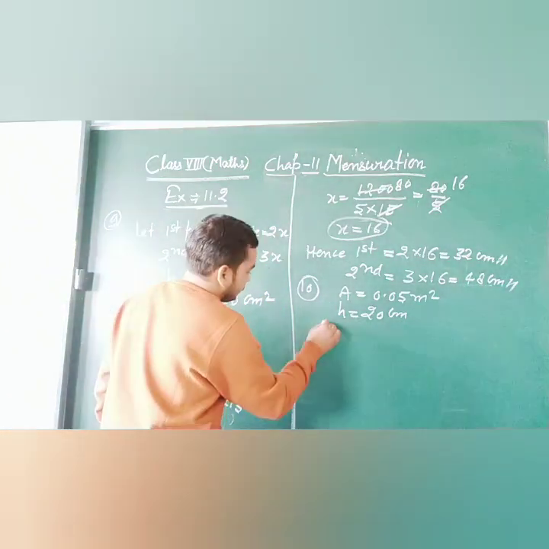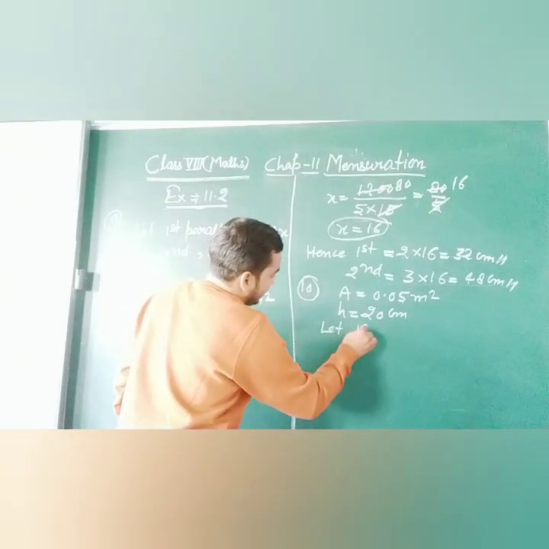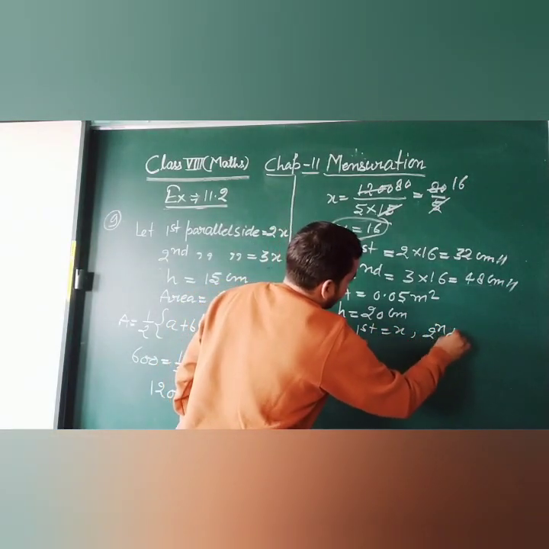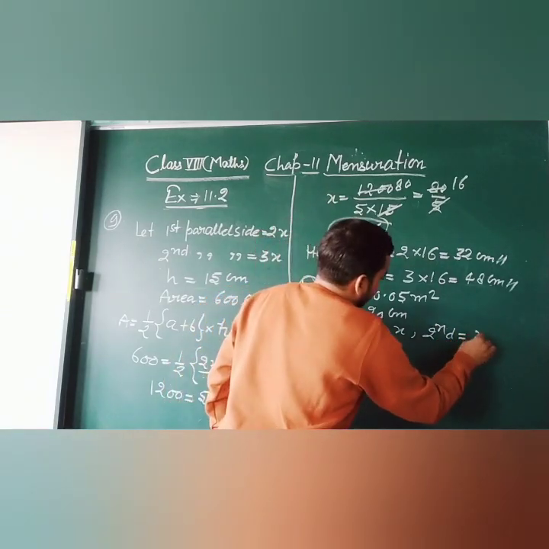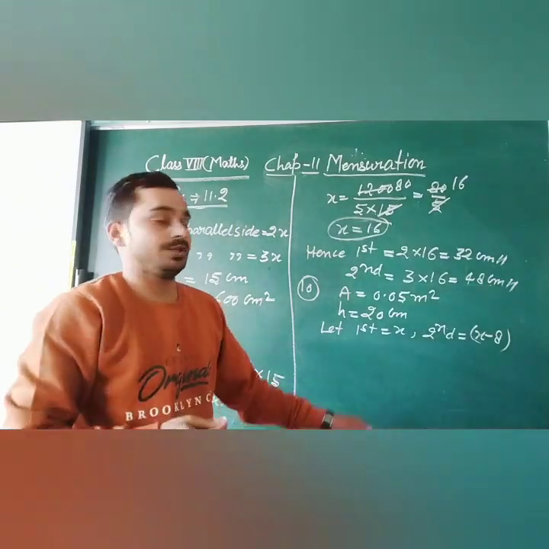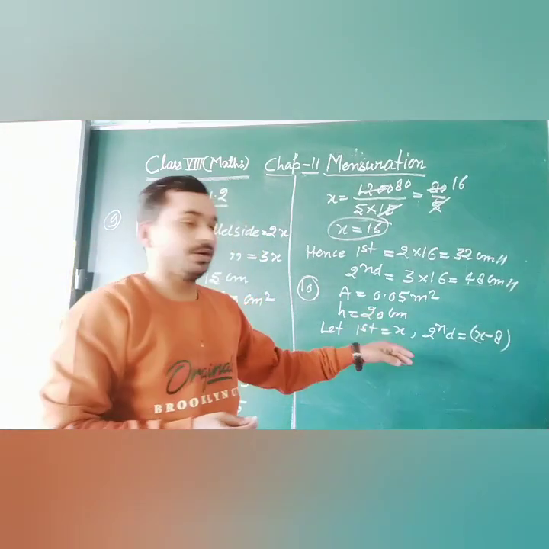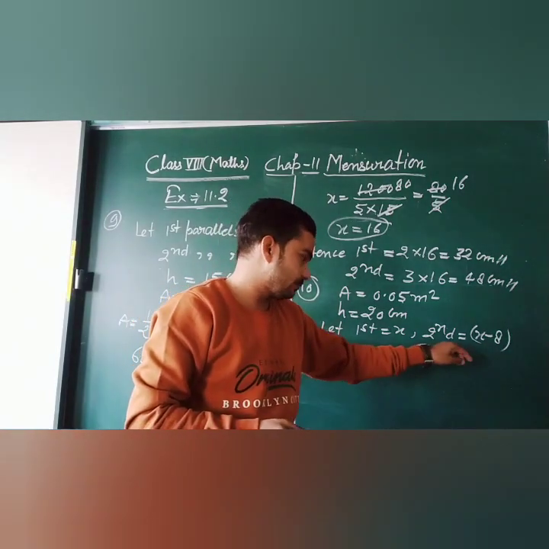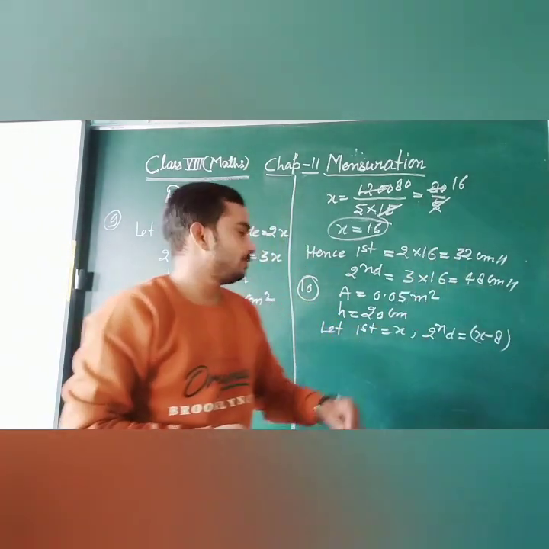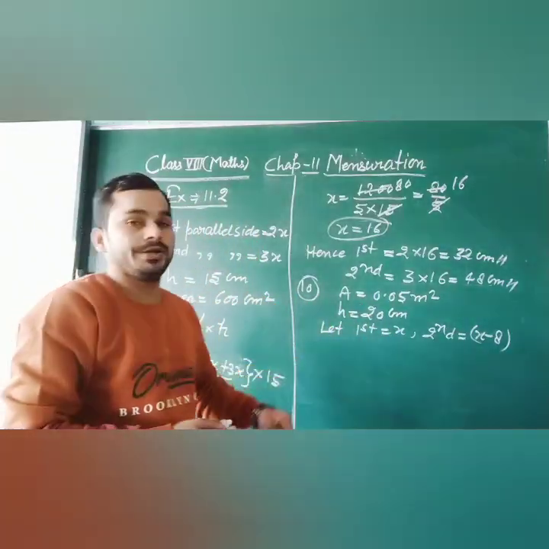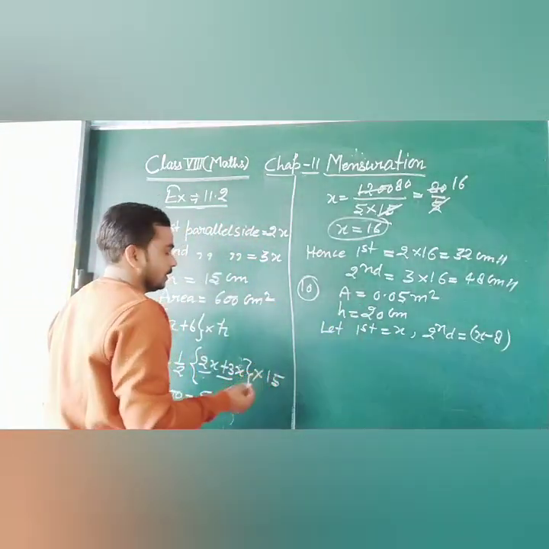So we let the first side be x and the other parallel side, shorter by 8, be x minus 8. This condition is given in the question: one parallel side is shorter than the other by 8. The first parallel side is shorter than the second by 8, so either one can be shorter. Then apply the area of trapezium.